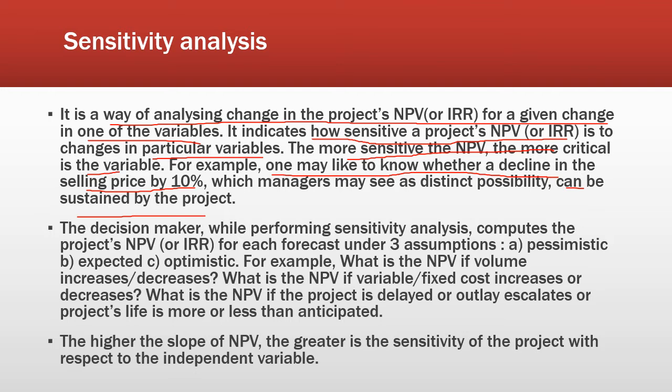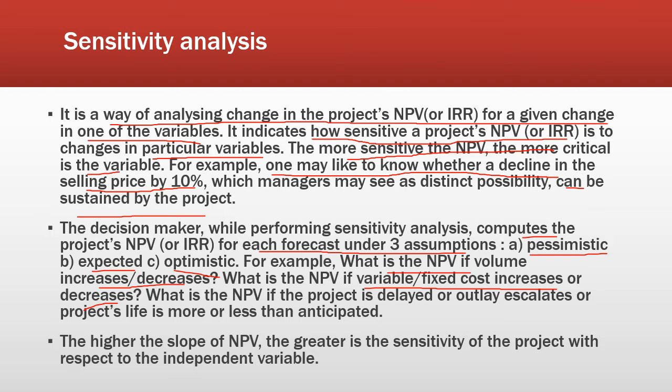So the decision maker, while performing sensitivity analysis, computes the project's NPV for each forecast under three assumptions: pessimistic, expected and optimistic. Pessimistic is a kind of negative attitude, expected and optimistic is a kind of positive attitude. For example, what is the NPV if the volume increases or decreases? So volume here is another variable. Then what is the NPV if the variable or fixed cost increases or decreases?